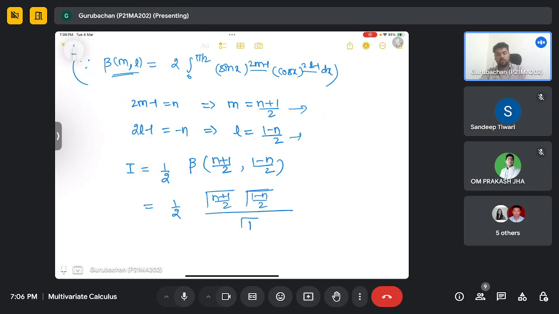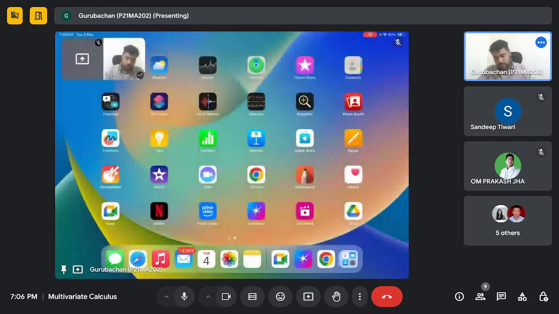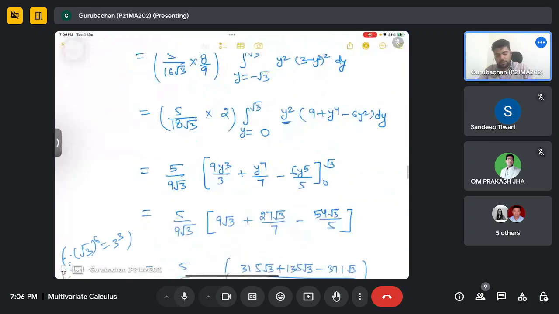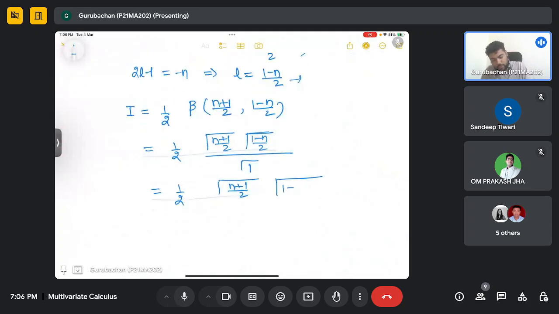What is the addition of these two? Gamma of 1, and gamma of 1 is nothing but 1. So you can rewrite it as 1 by 2 of gamma of n plus 1 by 2 into gamma of 1 minus n plus 1 by 2. Can I write it like this?